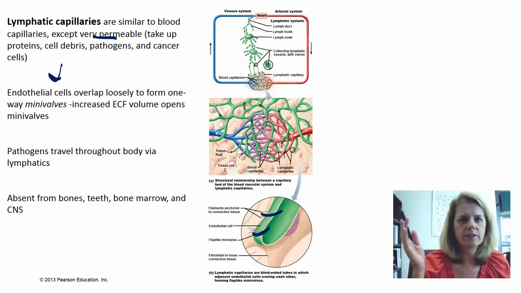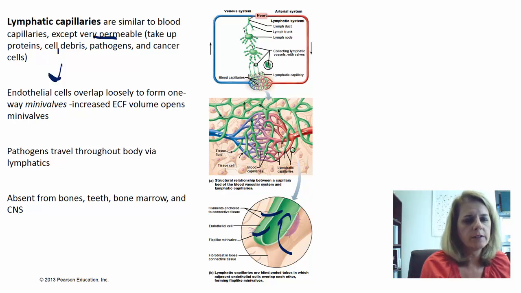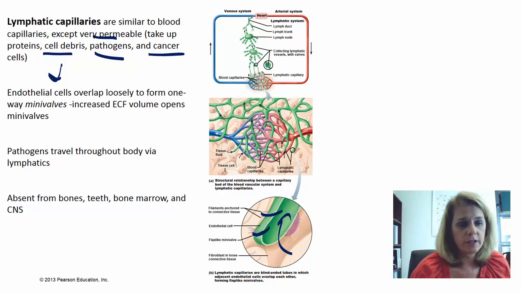The endothelial cells can flap open and allow large things to enter into the lymphatic vessels, including lymph and plasma proteins. Because they're so permeable and those flaps can allow such large particles in, you can take up proteins, cell debris, pathogens, and even cancer cells.